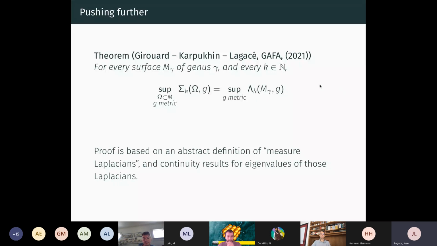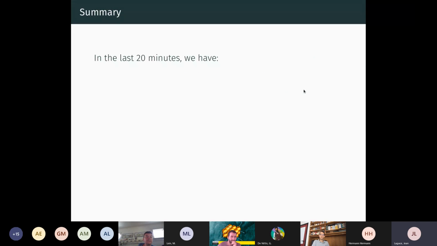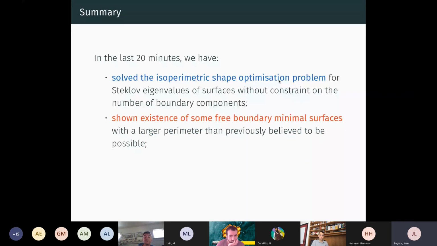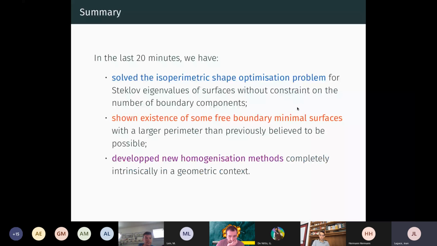Now, what have we done in the last 20 minutes? Well, we have solved the isoperimetric shape optimization problem for Steklov eigenvalues of surfaces without constraint on the number of boundary components. We have shown existence of some free boundary minimal surfaces with a larger perimeter than previously believed to be possible, and developed new homogenization methods intrinsically in a geometric context.